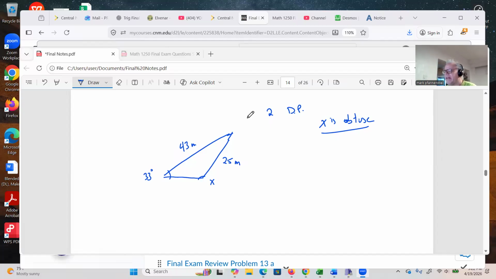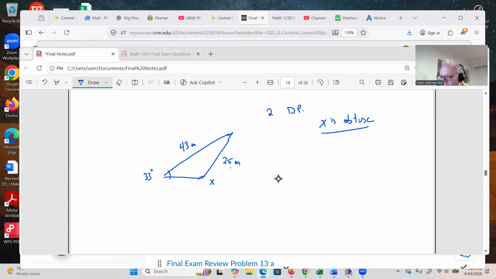We are trying to figure out the angle x in this triangle. This is not a right triangle, so we're going to need either the law of sines or the law of cosines. And this configuration is a side-side-angle, which pretty much is screaming at us to use the law of sines.